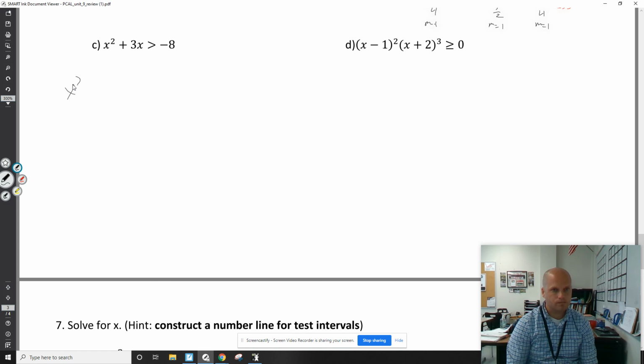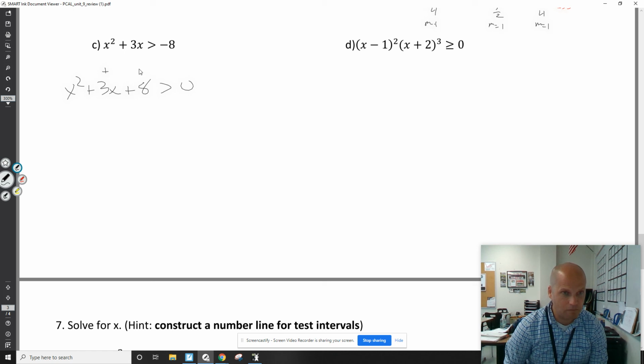Same deal. This is a little bit easier. No, it's not. Maybe we do need to prepare for the quadratic formula. Two numbers that add to get positive 3 and multiply to get 8. Doesn't exist. If it was other numbers, it would work.